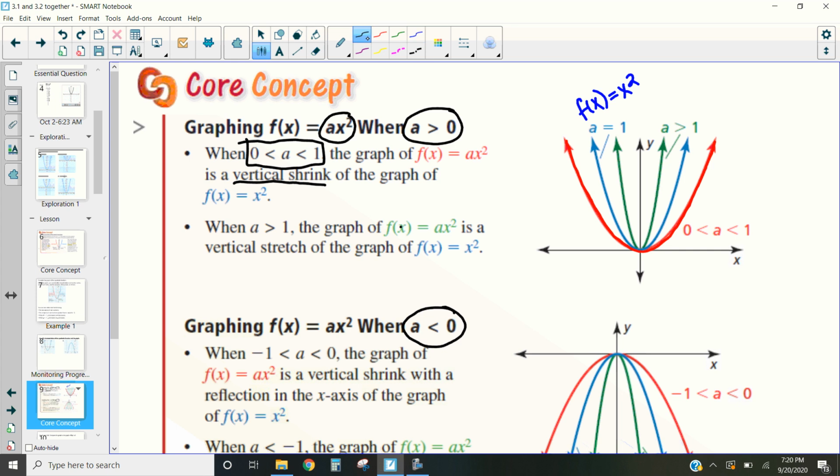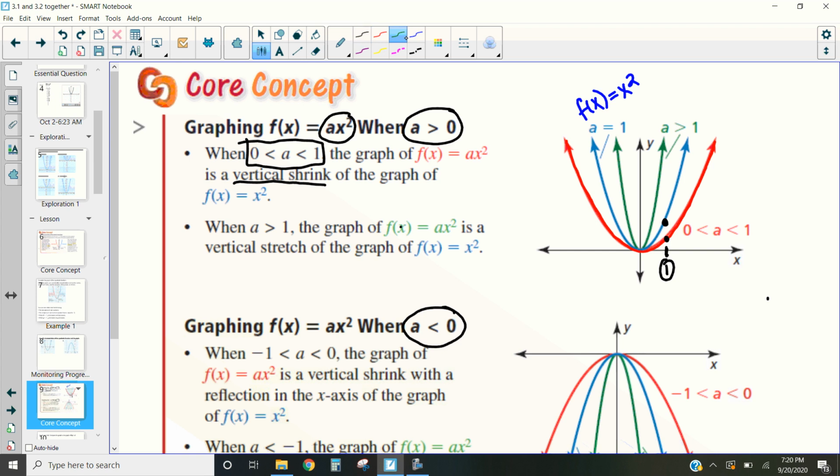And what that vertical shrink means is instead of going over 1, up 1 like we do on our parent function, now we go over 1 and then we go up less than 1. It doesn't go as high. We're shrinking the height that it climbs when we go over 1.